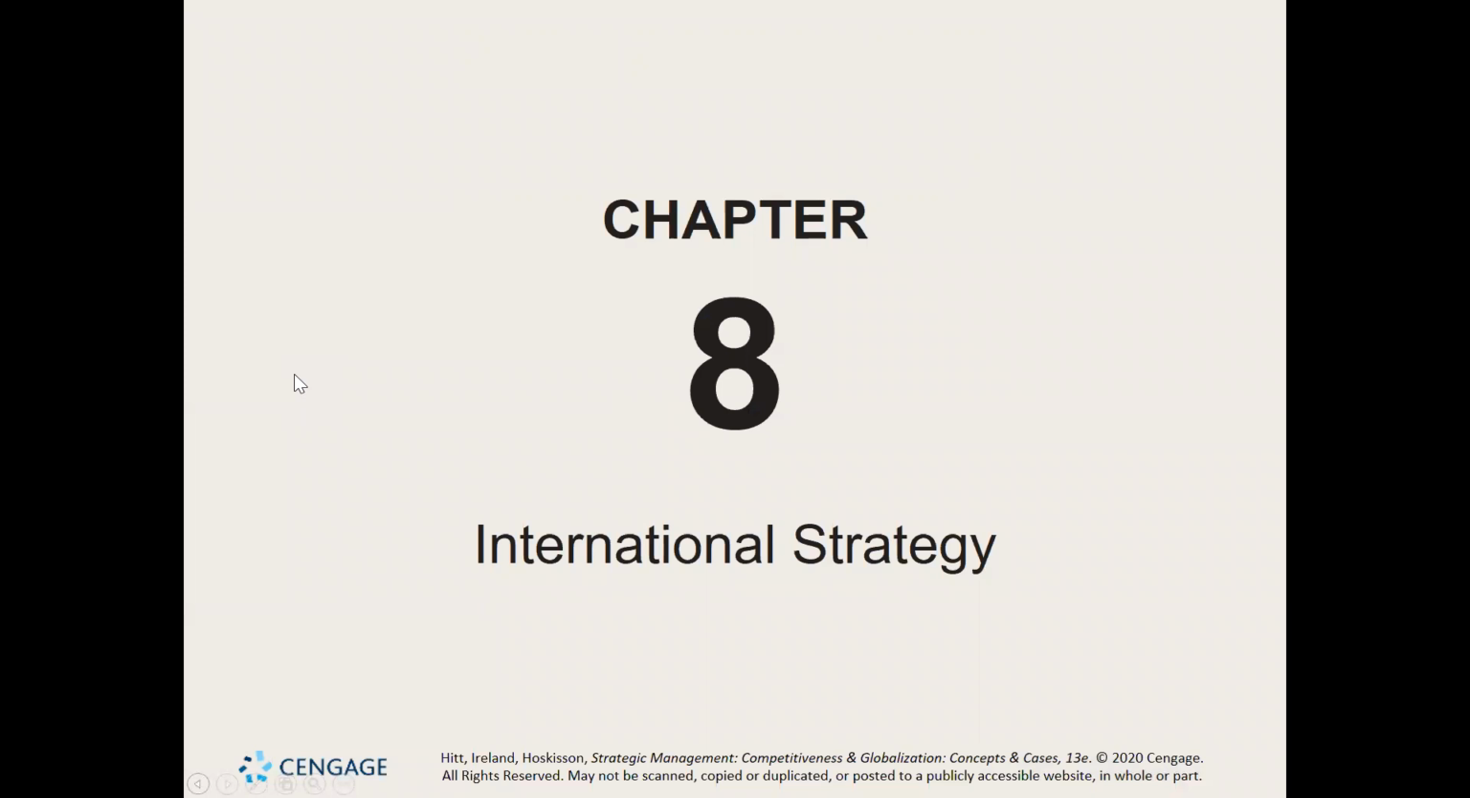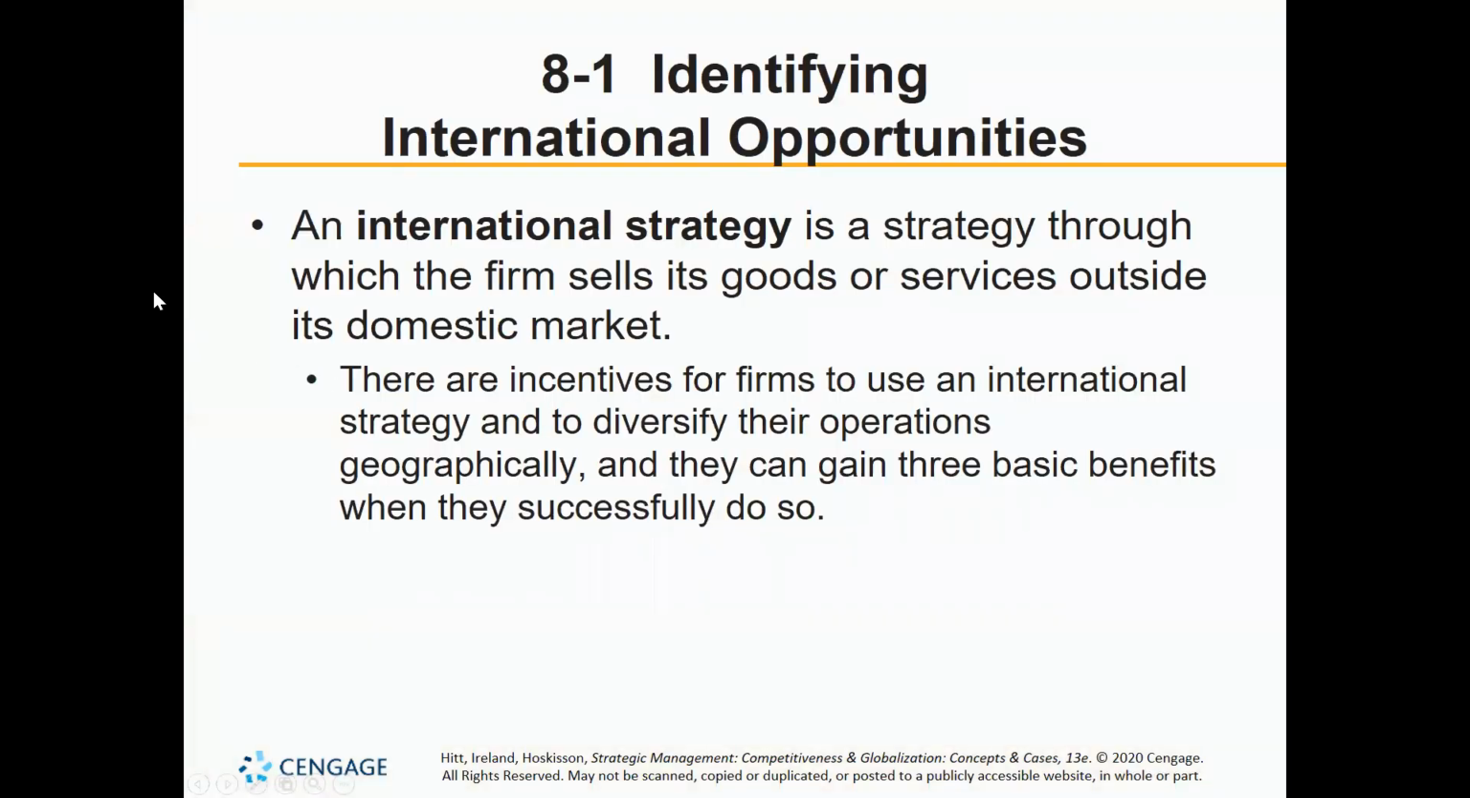So to start this off, an international strategy is a strategy through which the firm sells its goods or services outside its domestic market. And it's important to note there are incentives for firms to use an international strategy and to diversify their operations geographically. And there are three basic benefits that can be gained when they do so.